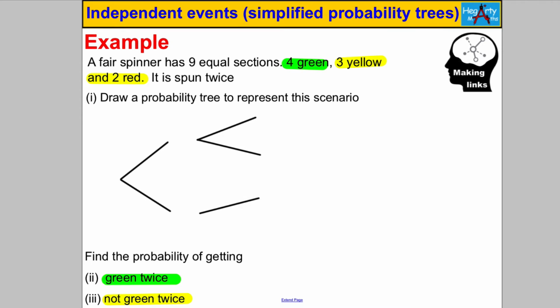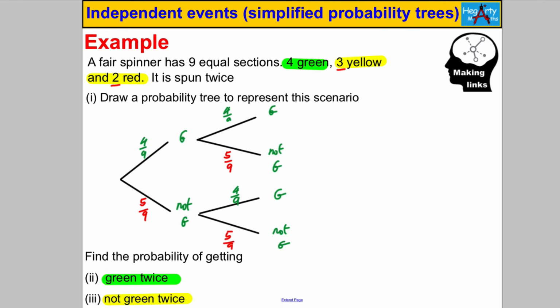So your probability tree is far simpler, and if you take the opportunity to draw a simpler one like this, it makes life so much easier in the long run. That last probability tree was rather messy and large, and this one's going to be far easier. So the probability of green is 4 out of 9, so you complete that everywhere you have green. And the probability of not green, well, it's 3 add 2, which is 5 out of 9, so you can complete those there.